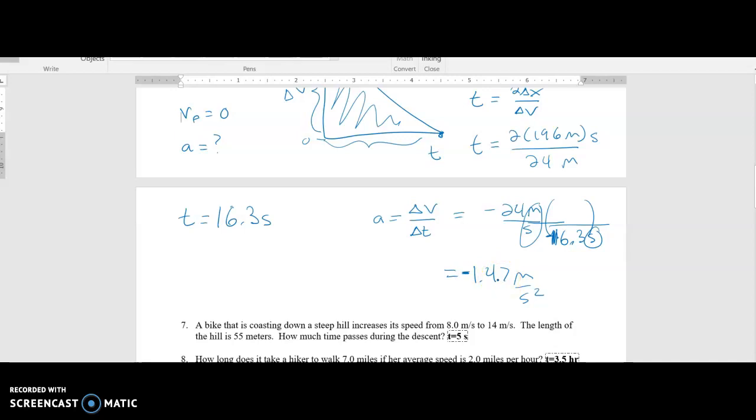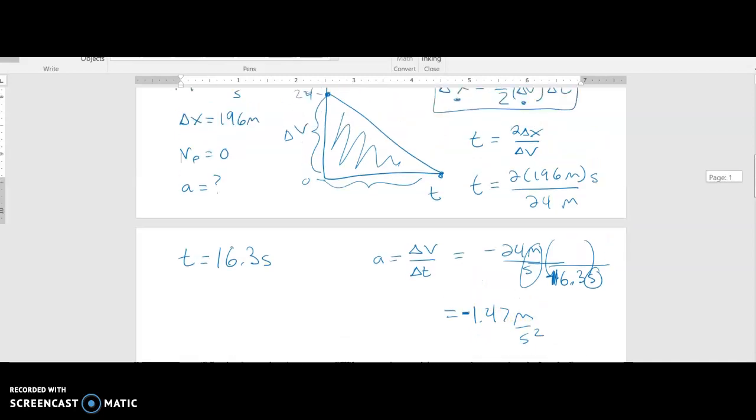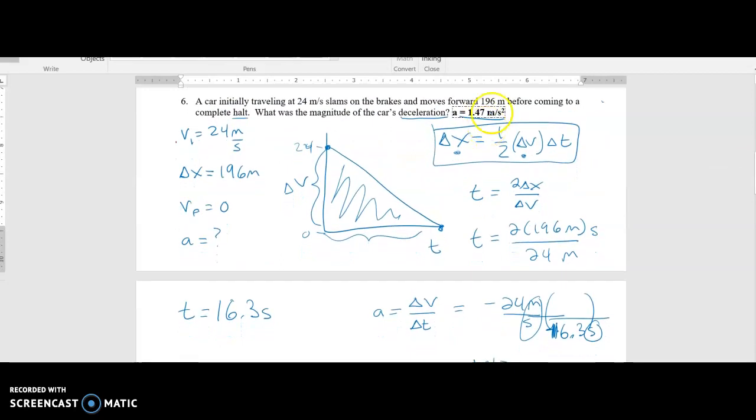You got to ask yourself, does that make sense? Well, it's slowing down. So yeah, this says it's losing 1.47 meters per second every second. That checks out. Don't forget that important question. Does it make sense? And then, hey, check it out. That's what the problem told us the answer should be. So it looks like we're in good shape.